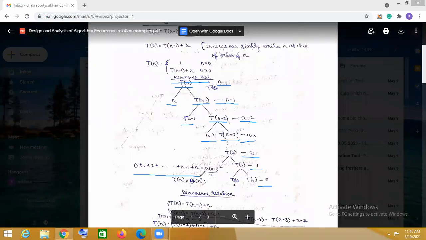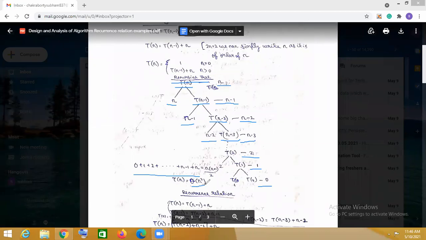Now, what will we write? We can write theta of n square, or we can say it is big O of n square. We can write either. I have written theta of n square. You can write big O of n square also, because I have shown that this is the upper bound. N square is the upper bound of the function, and upper bound means big O, so we can write it with a big O.